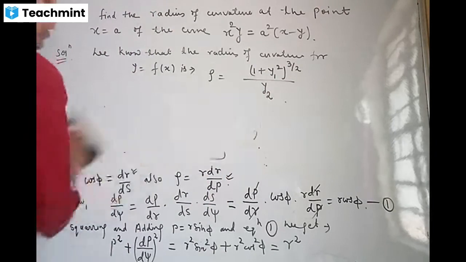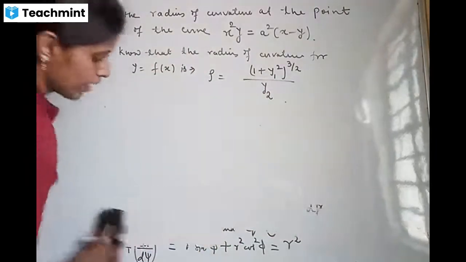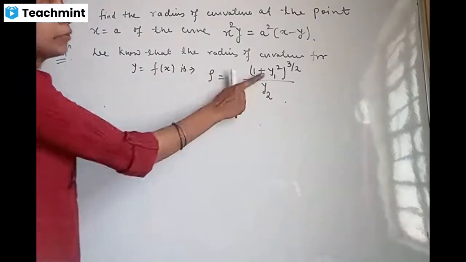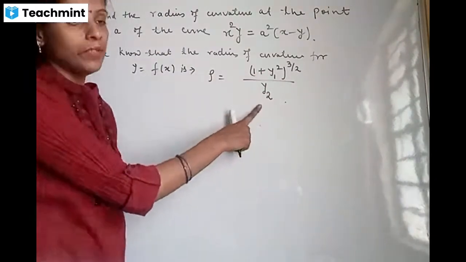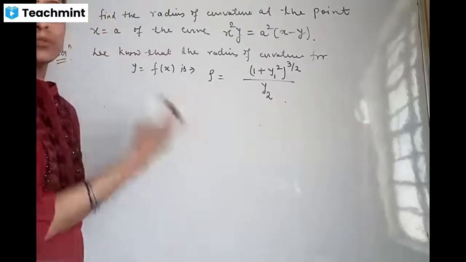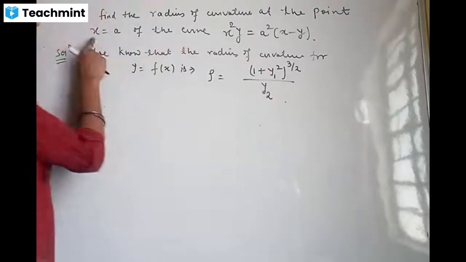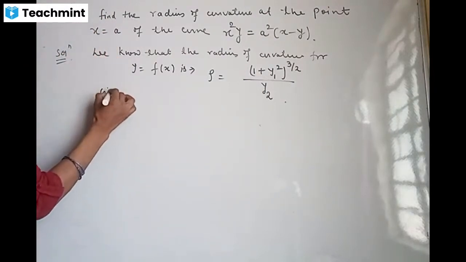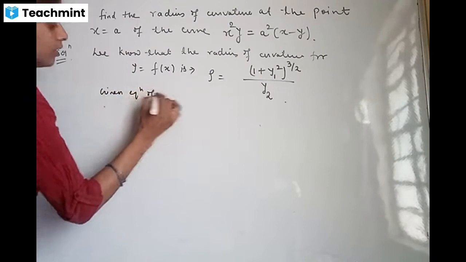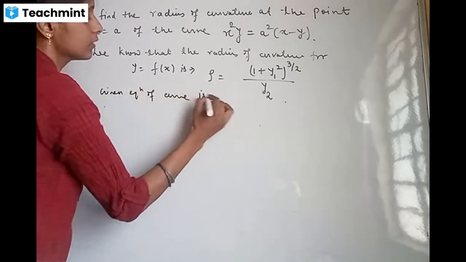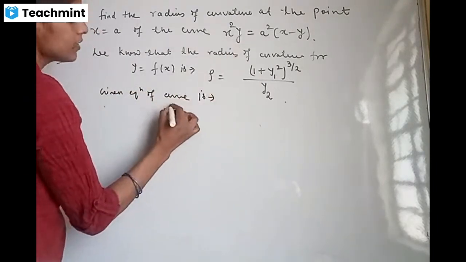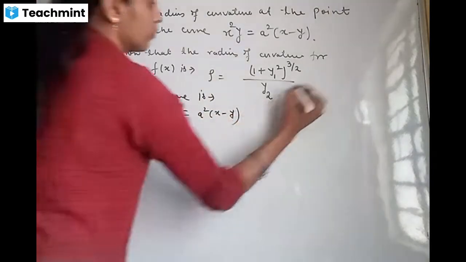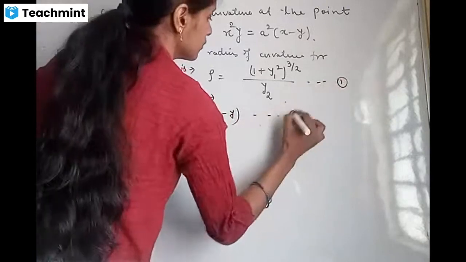But what we have to find? We have to find first y1 and thereafter y2, because we are looking for the values of y1 and y2, and most important, we are going to use this formula at the point x equal to a. Okay, so first the given equation of curve is, so what is the equation of curve? x square y equal to a square into x minus y. So put this as equation number 1, then put this as equation number 2.